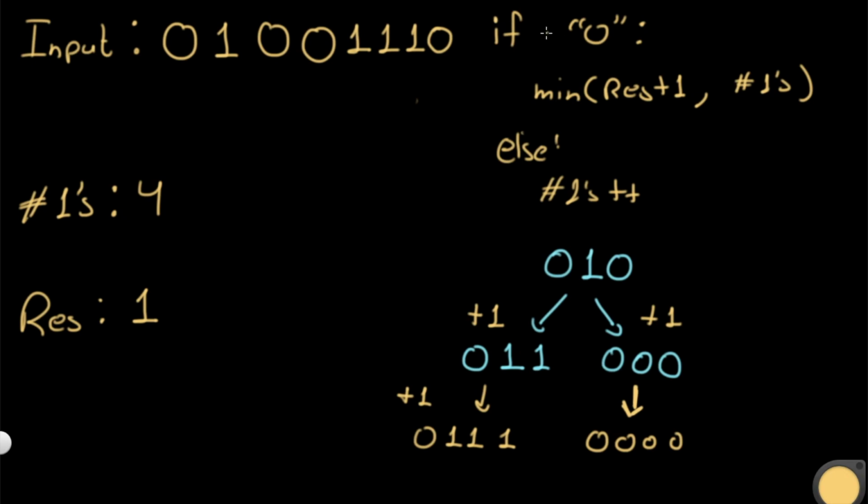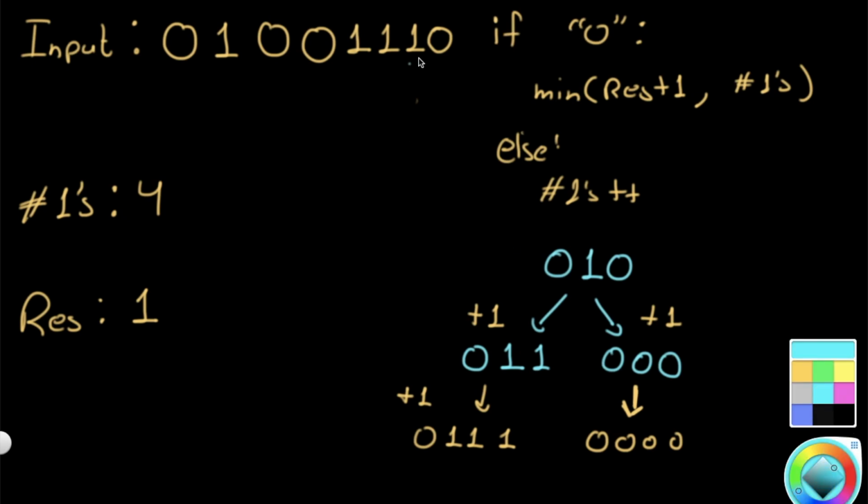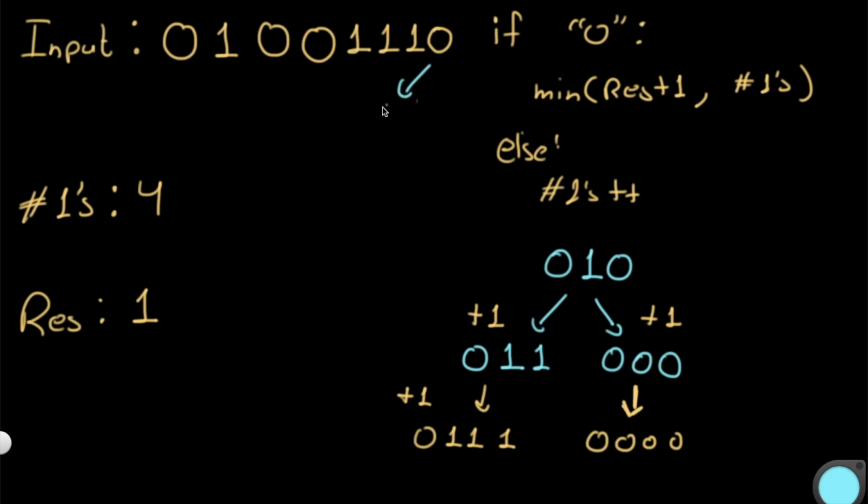So I go back to this if condition and I look at my options. This 0 over here can either stay as a 0, and if it stays as a 0, all the ones before it have to become 0, right? So the cost is the number of ones, or I could just make the 0 a 1, and I would do that by increasing the result by 1. And in this case, which one is lesser? Well, is it 4 or 1 plus 1, 2? Well, 2 is lesser. So this result is 2.